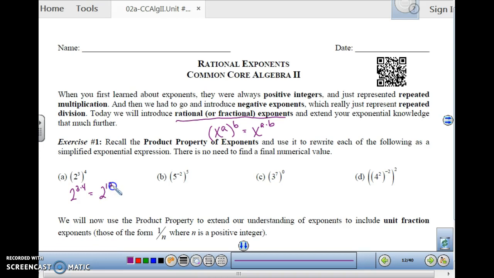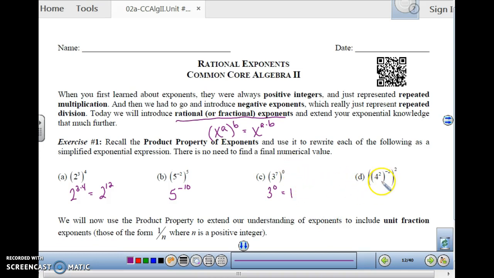All right, so applying that logic to both positive and negative exponents, 5 to the negative 2 to the 5th would be 5 to the negative 10th. 3 to the 7th to the 0 power is 3 to the 7 times 0, which is 0. And actually, this is going to equal 1 because anything to the 0 power always equals 1.